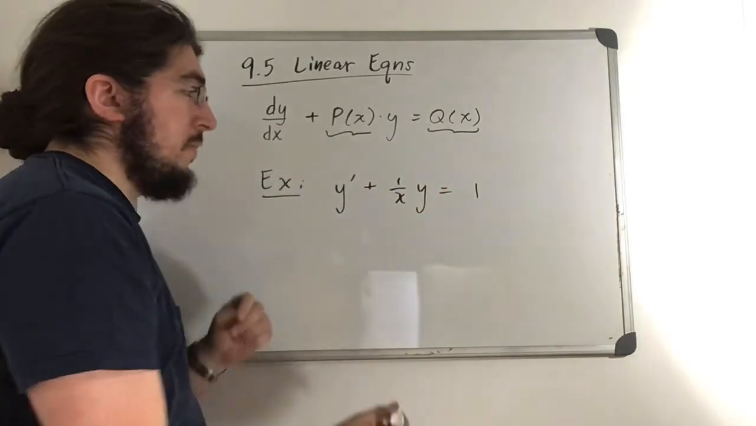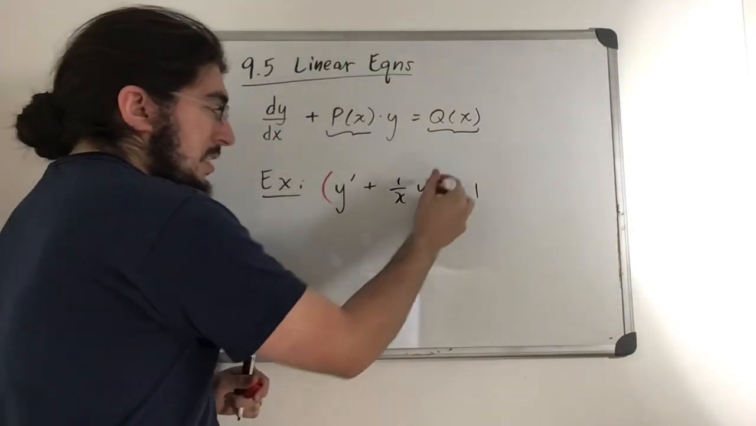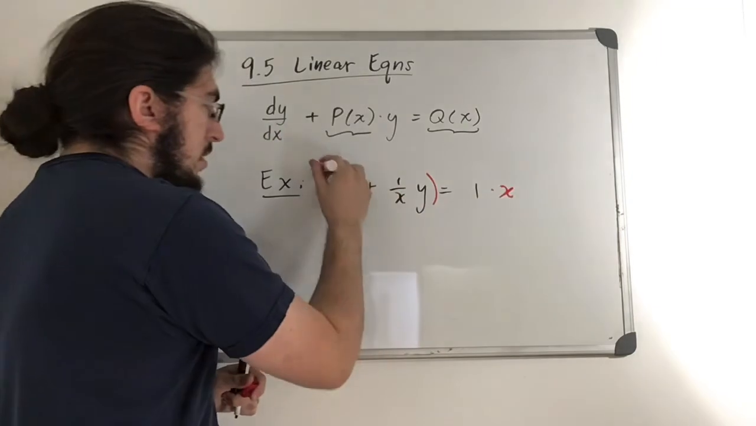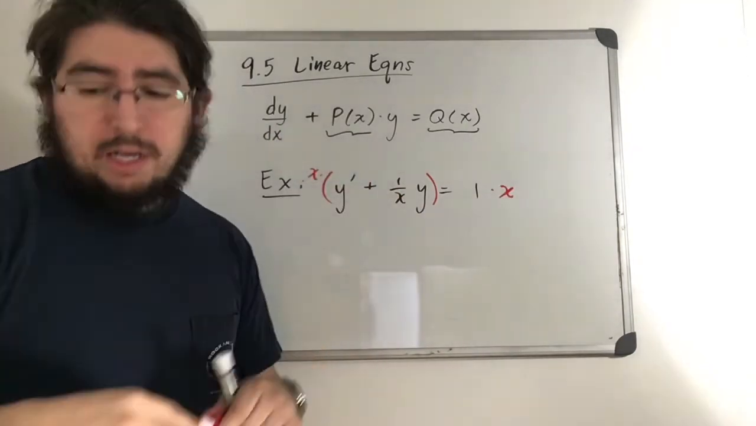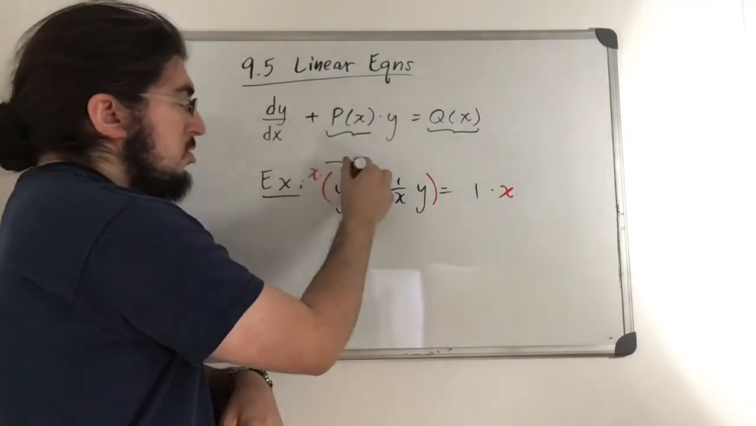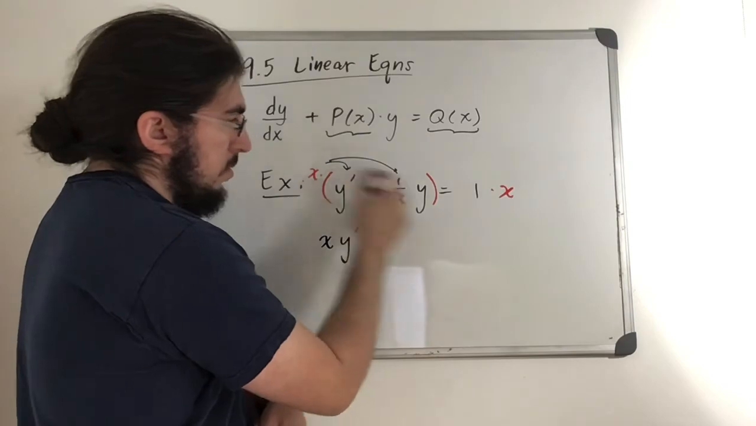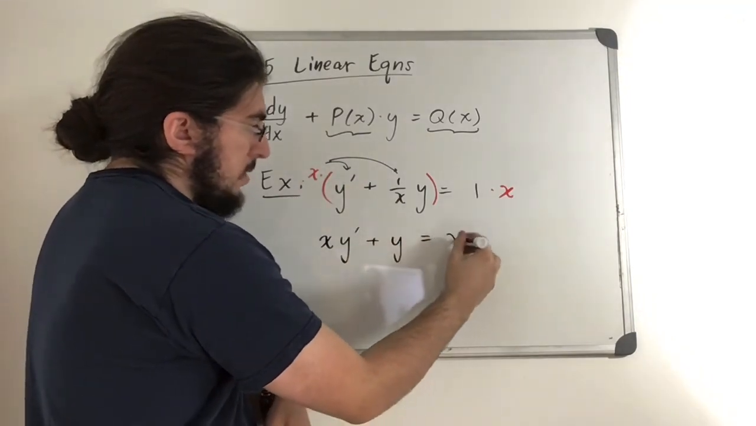What I'm going to do, though, is I'm going to notice something. I'm going to multiply both sides by x, and it's not an obvious thing to notice, but I'll explain in a second how we can come to this realization. When you distribute this, you get x y prime plus y is equal to x.